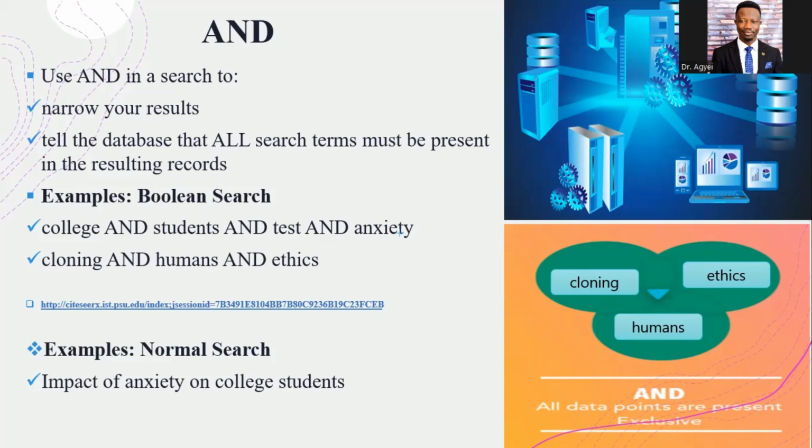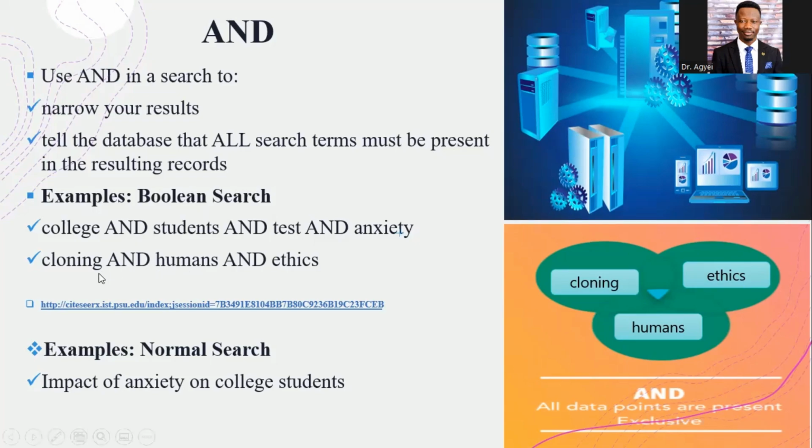College AND student AND test AND anxiety. If you do this and you post it into this database, it will give you only articles that have these as part of their keywords. And then if you compare it to the normal search that we do, like impact of anxiety on college students, okay? If you look at it carefully, you see that if you type this one into the database, it will give you volumes of data that you don't even need, as compared to when you limit your search. Is there anybody who has tried it to see if it will work?